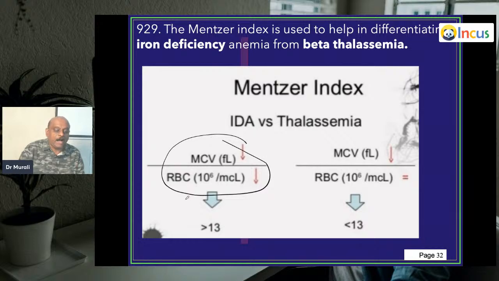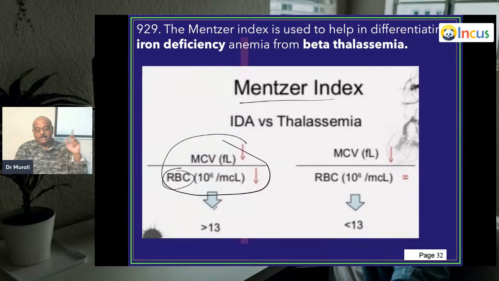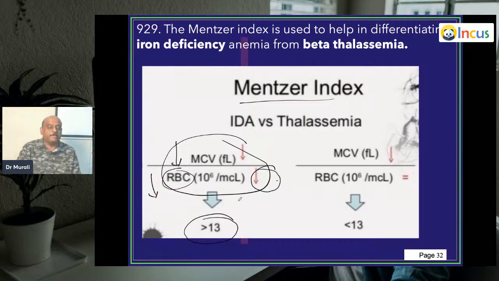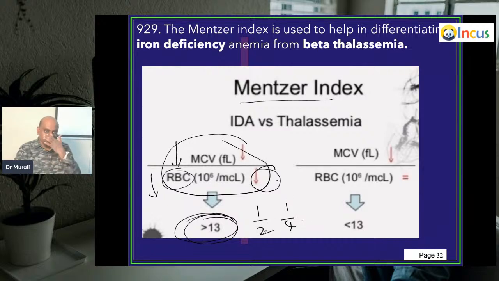MCV by RBC. That is the count of RBC. How many RBCs are there? That is called the Mentzer Index. So what is happening in iron deficiency anemia? MCV is decreased, RBC count also is decreased. Both of them are decreased. That's the reason the denominator is decreased, which means the value will increase, like 1/2 versus 1/4. Denominator is smaller means half is bigger than 1/4.